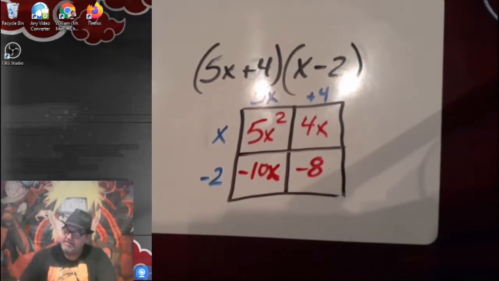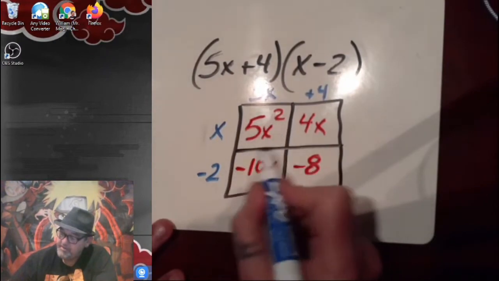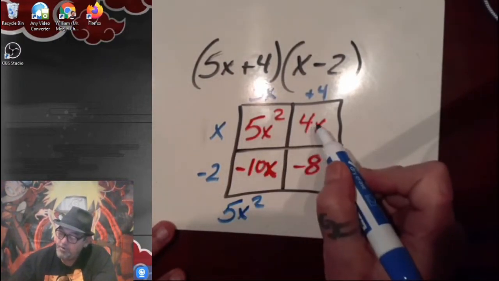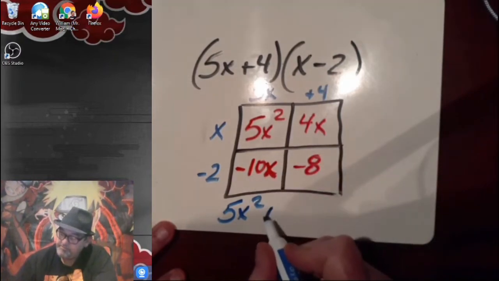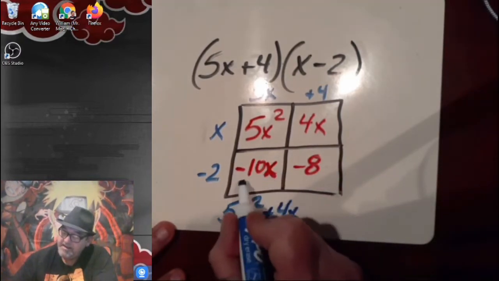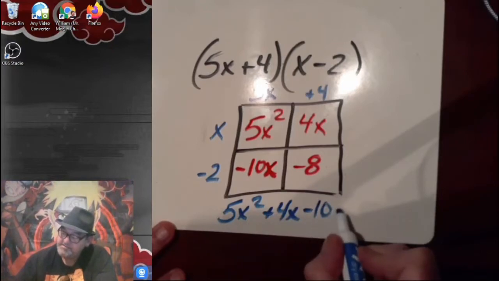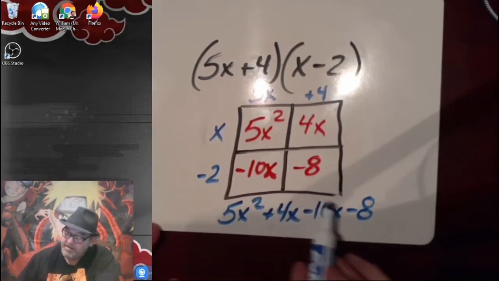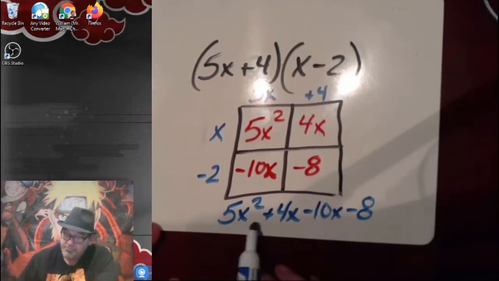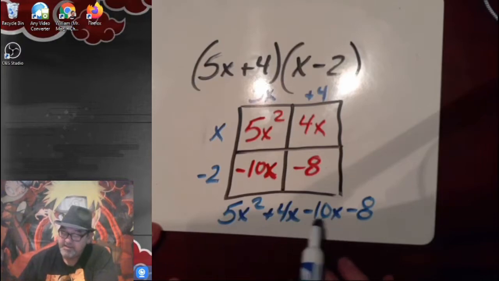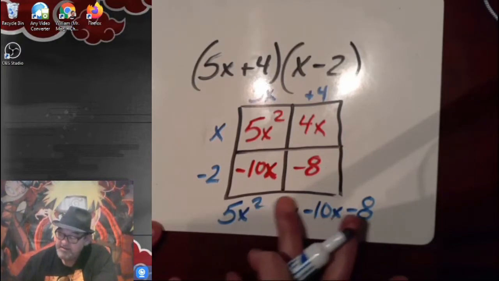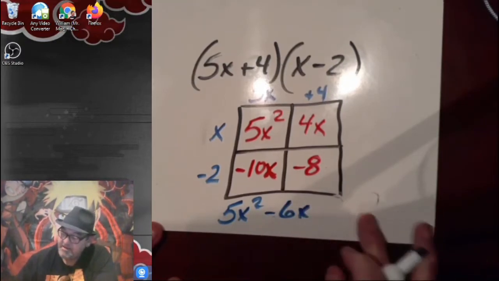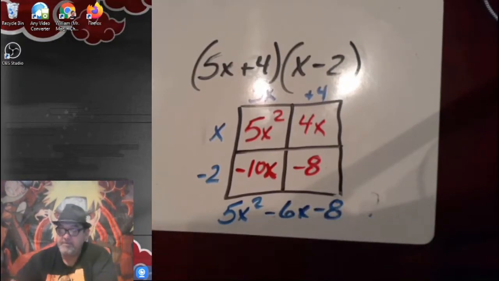So let's write out our answer here. So I've got 5x squared as my first term. 4x, negative 10x, and then finally minus 8, just regular numbers. So what can I combine? These two groups of x's, 4x and minus 10x. So 4 plus negative 10 is going to be negative 6. So this just becomes negative 6x, and then I'll move my 8 over, and that's my final answer.